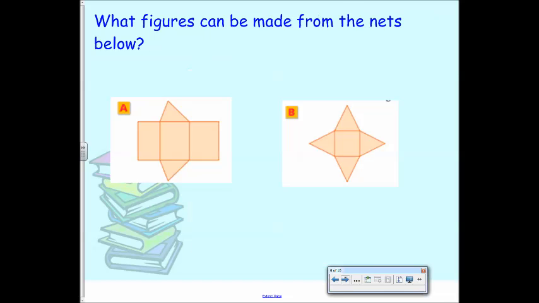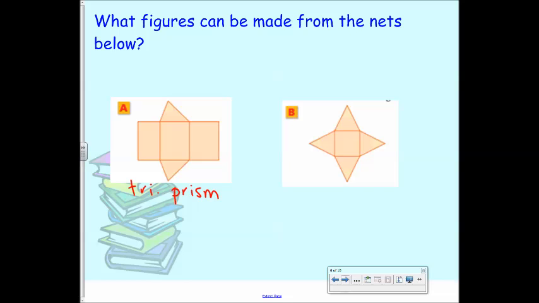All right, so what do you think this net would make if you folded it up? Do you need to go back? Okay, what would it make? A triangular prism. Why? You see the bottom and the sides? How do you know that?